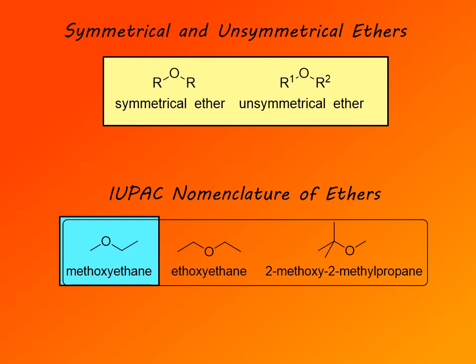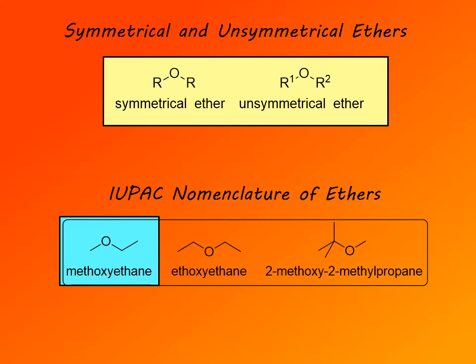So in this first example, we have 2 chains attached to oxygen, 1 carbon and 2 carbon chain. The 2 carbon chain is the longer chain, or the longest chain. So that's the root of the name, the parent name. So that's ethane. And then methyl is attached to oxygen. We name this as methyl oxy or methoxy. So the compound is methoxyethane.